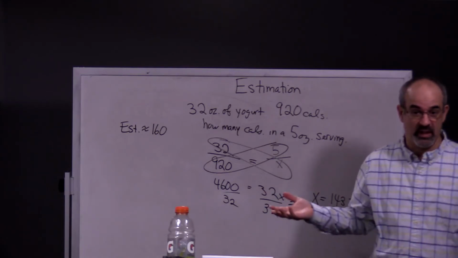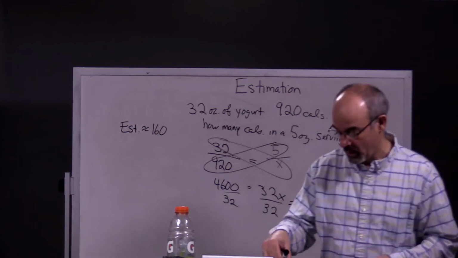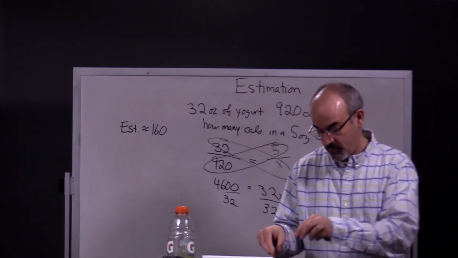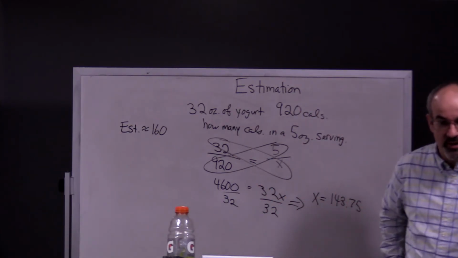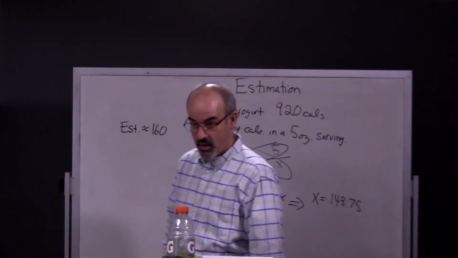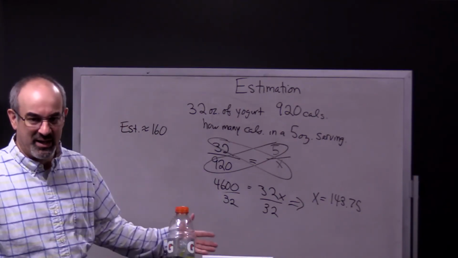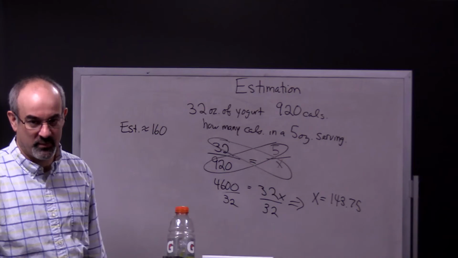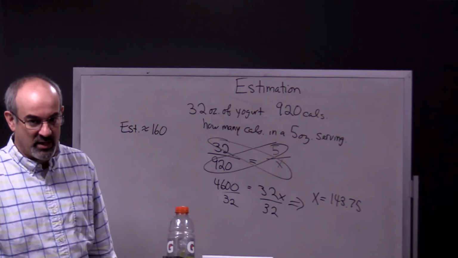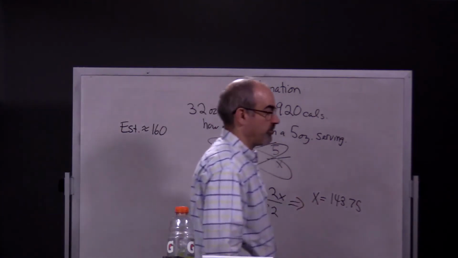Okay, so let me talk about another thing. For some reason, and I'm not talking specifically to anybody watching this video, for some reason in the past, I always have people that say, well, that can't be right. There's no such thing as 143.75 calories. Why not? There can be. Well, that can't be a fraction. There can't be a decimal. Yes, there can be. This is the answer.